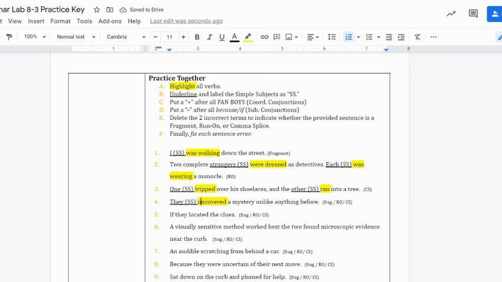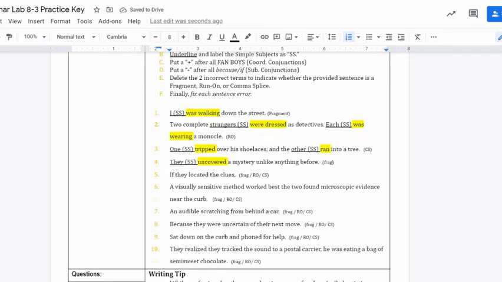Again, I didn't find a simple subject there. I have no fanboys: for, and, nor, but, or, yet, so. I have no because, if, since. I didn't find a subject, so there's a fragment. Last one together, and the other 5 you'll do with partners or on your own. If they located the clues.